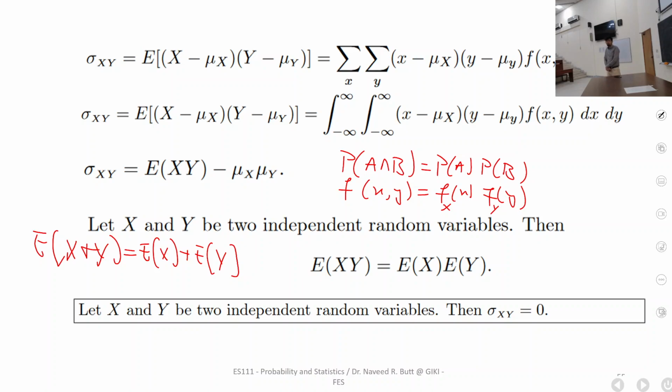Now, based on the information you have, can you prove the last line quickly? The last statement, can you prove it? You have all the information you need on this sheet. The last line is saying if X and Y are independent, their covariance is 0. This is a very strong assertion. It's very useful. Can you prove it from above?